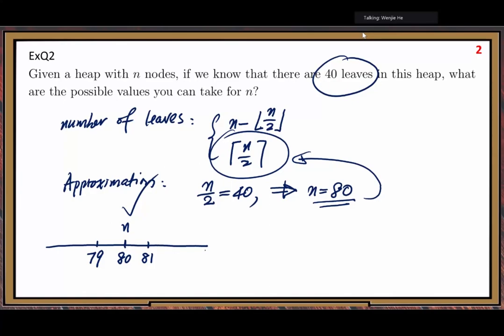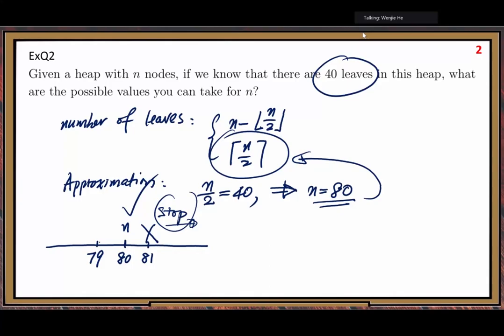Then you try 81. 81 over 2 is 40.5, ceiling function gives 41, so it's not the answer. If it's not an answer, we do not need to look further. That means stop. If 81 is not the answer, all other values higher than 81 we do not need to look at. We can stop.